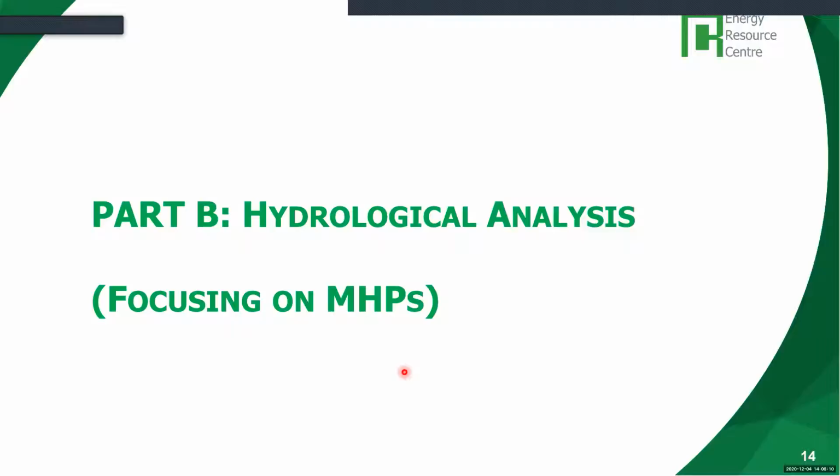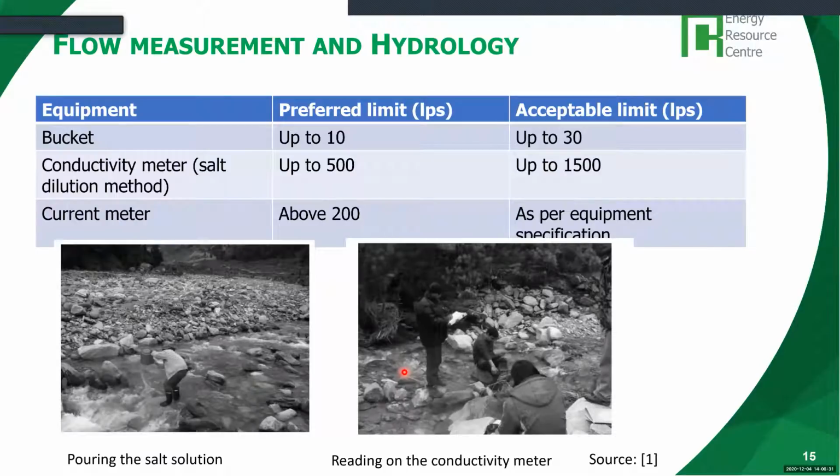I will share 2 Excel sheets a little later, which give you examples of some calculations. I will go through this now, but I will also encourage you to use those sheets using data from Mozambique, other data, to do the analysis also. Now the first thing is we need to measure the flow and the hydrology. Of course, most of these mini hydro projects will not have readily available data.